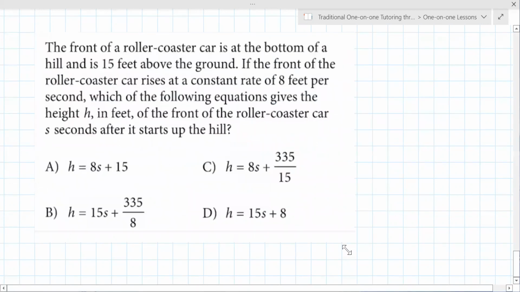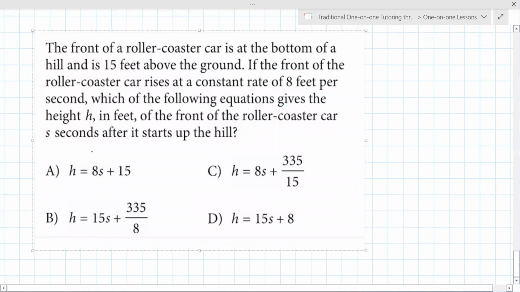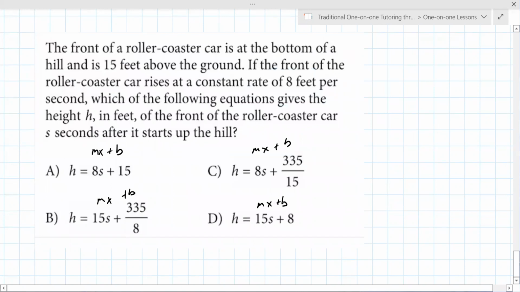Before we even read it, I just want you to focus on the answers. The answers are all in the form mx plus b, mx plus b, and so on. So we just have to find the slope. Let's read it and see if we can find the slope. The front of a roller coaster car is at the bottom of a hill and is 15 feet above the ground. If the front of the roller coaster car rises at a constant rate of 8 feet per second, which of the following equations gives the height h in feet of the front of the roller coaster car s seconds after it starts up the hill?